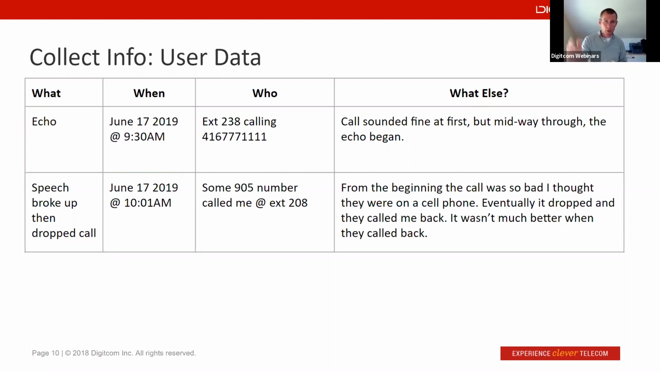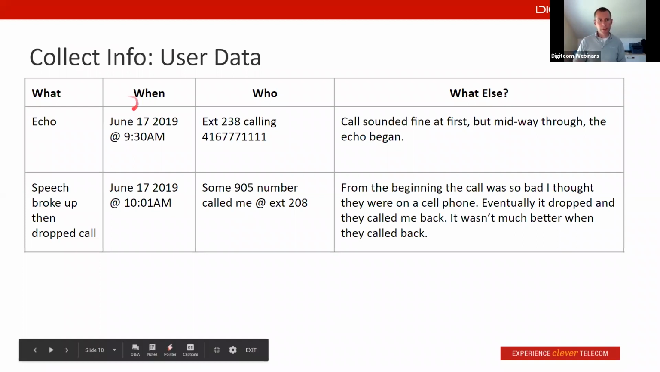Interesting. And then, of course, again, what else happened? So the beginning of the call was bad. Thought they were on a cell phone. Eventually it dropped and they called me back, and then it wasn't much better. That's interesting. So they called you back and it wasn't better. So it probably wasn't the route between our ISP necessarily and our facility, because a different route would have been chosen probably for the second call. So that's interesting. And yet it was consistently bad. And I love too when this happened, June 17th.